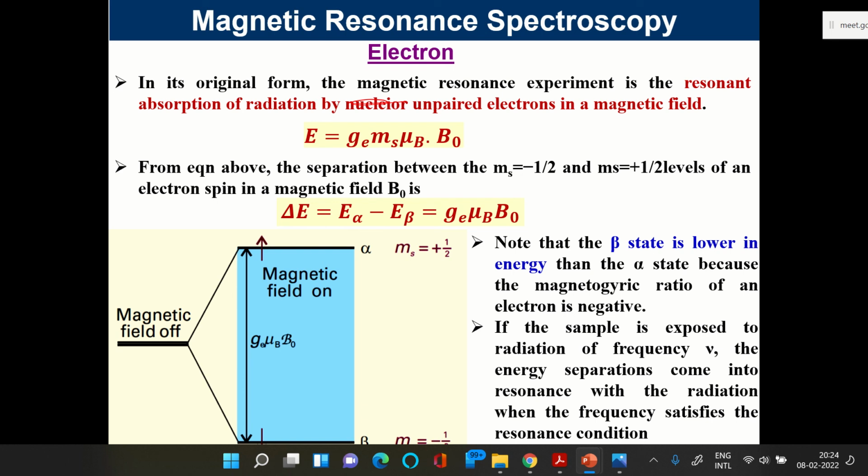So now if the sample is exposed to radiation of frequency nu, the energy separations come into resonance. If the frequency is perfectly matched to the difference, then the oscillating magnetic field vector in the electromagnetic radiation will interact with the magnetic moment of the electron, and absorption will occur. The electron will move to the upper level, that is ms plus half.